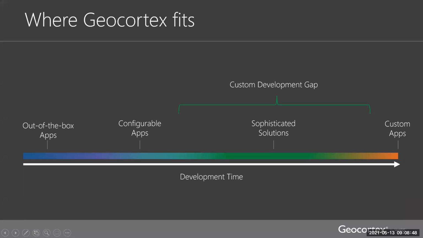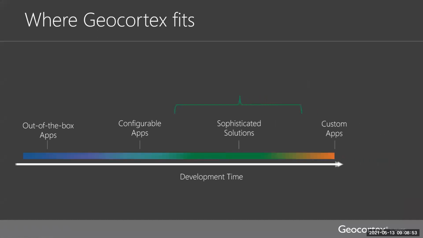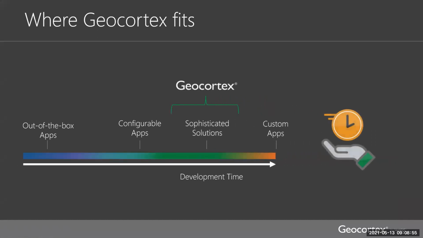So there's this development gap here, and this is what we try to fill with our configuration tools. We try to shrink down the time it takes to develop those sophisticated solutions. With our workflow tool, depending on the functionality you're building, it can be anywhere from 2 to 5 to 10 times as fast, depending on what you're doing with that tool. There are reusable activities and stuff like that, so we really try to cut down that development gap, that time.